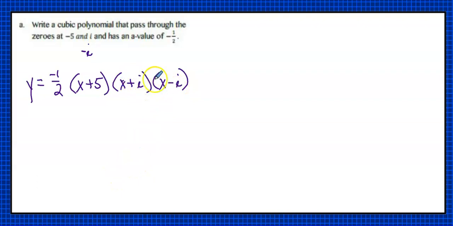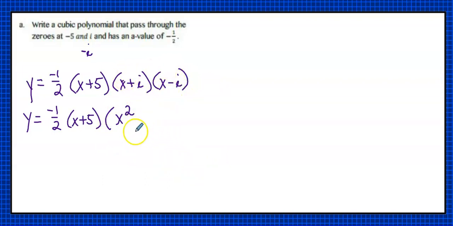Okay, so I'm going to start with this set of binomials right here. I'm going to multiply those together and then multiply everything in next. I always multiply in my a value last. I'm just going to rewrite these. Okay, so x times x, x squared. Remember that when you have a plus and a minus and you have the same two terms, the middle term is always going to cancel out, but I'm going to go ahead and write it anyway just to show you.